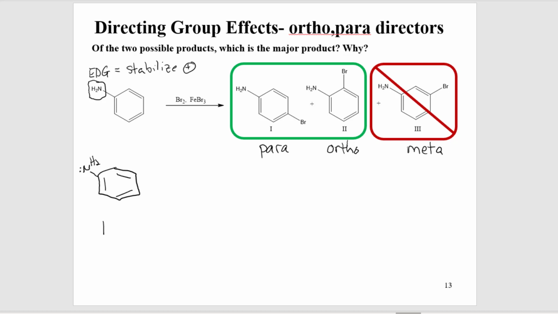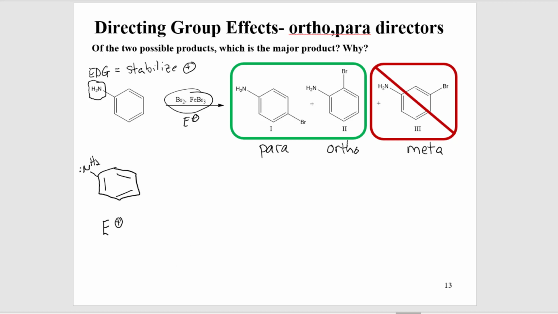All right, so I'm just going to do E+. Because what I want to tell you is that it does not matter what I use here. I could have nitrated. I could have sulfonated. I could have done a Friedel-Crafts. It doesn't matter. Whenever I start with an electron donating group on my ring, I'm going to favor para and ortho. It doesn't matter what the E+ is, and I'm going to prove that to you right now.